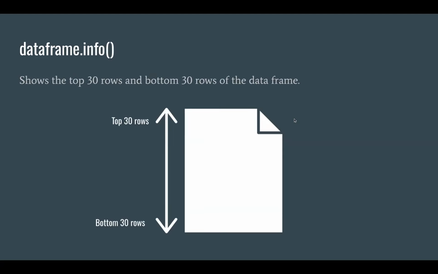Now let's look at data frame info. This is another method you can use to check your data set. This function shows the top 30 rows and bottom 30 rows of the data frame. So this is useful if you want to quickly check the top and bottom.